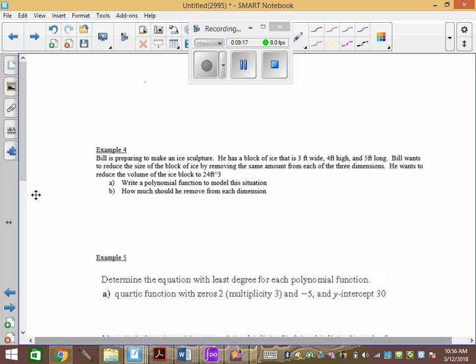So he wants to remove the same amount. If they want to remove the same amount or add the same amount, what can you use for that amount? Can't use a number because that's what we're trying to find out, right? What could we use though? You could use x. So the width now is going to be 3 minus x because we're reducing it, right? Feet. And the height is going to be 4 minus x feet. And the length is going to be 5 minus x feet.